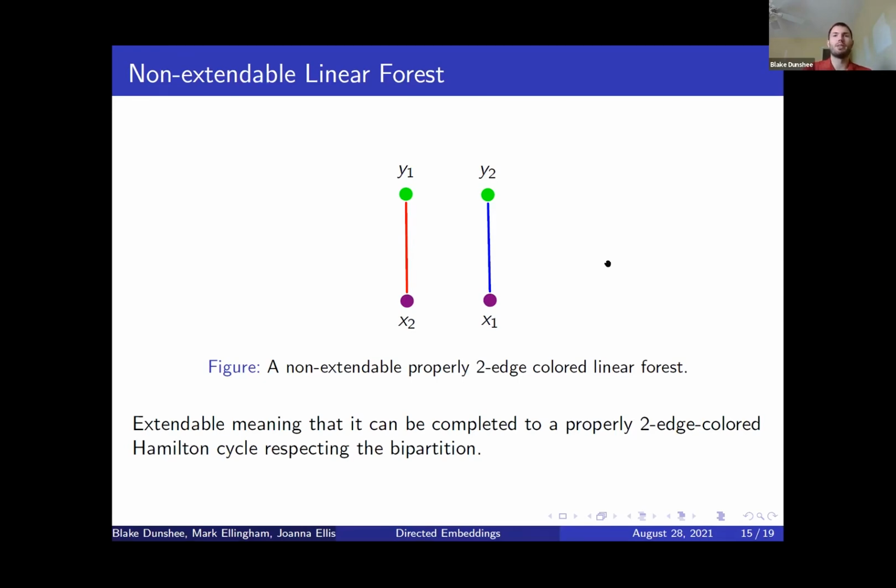So we're going to define a properly two edge colored linear forest to be extendable, meaning that we can complete it to a properly two-edge colored cycle which respects the bipartition. So now, not only do we need our partial transition graphs to be linear forests, to be subgraphs of a cycle, but we also need them to be extendable with respect to this two-edge coloring.